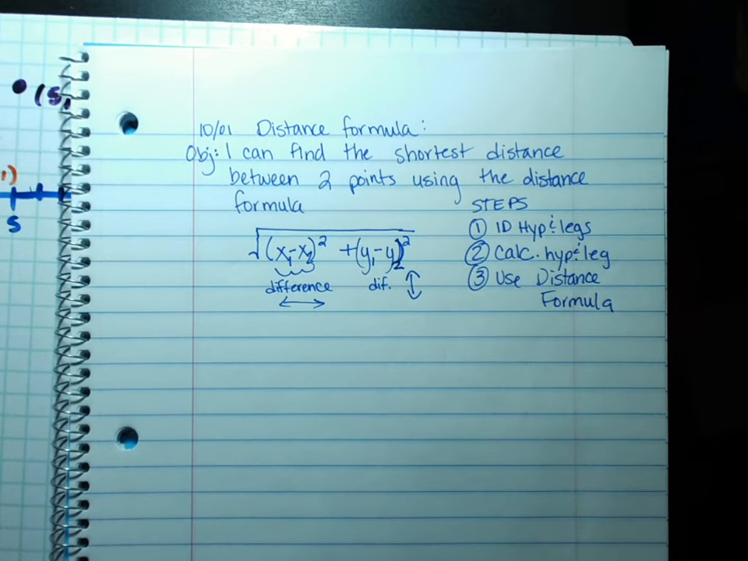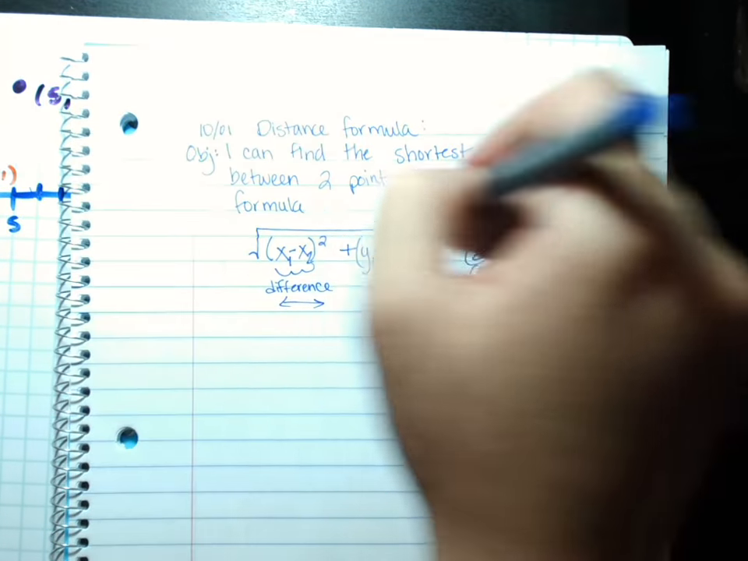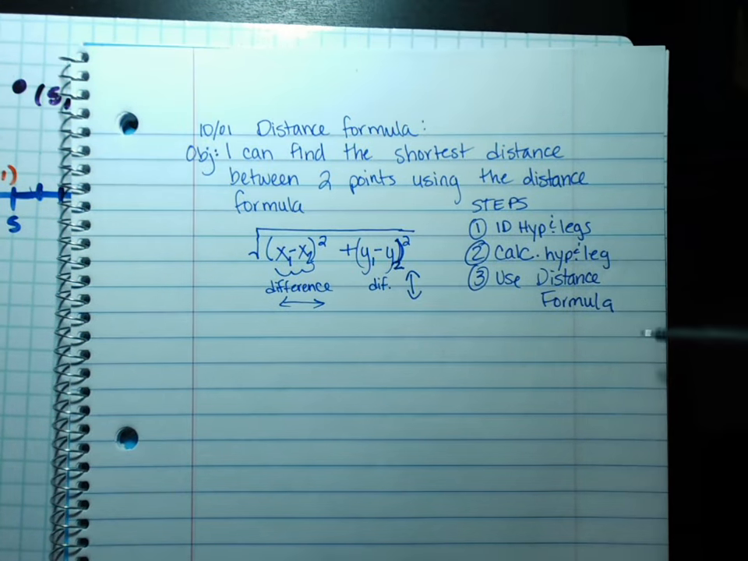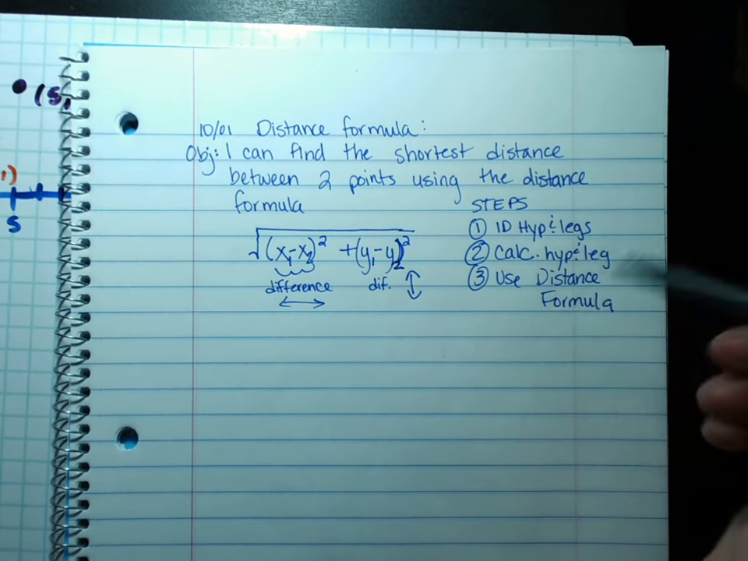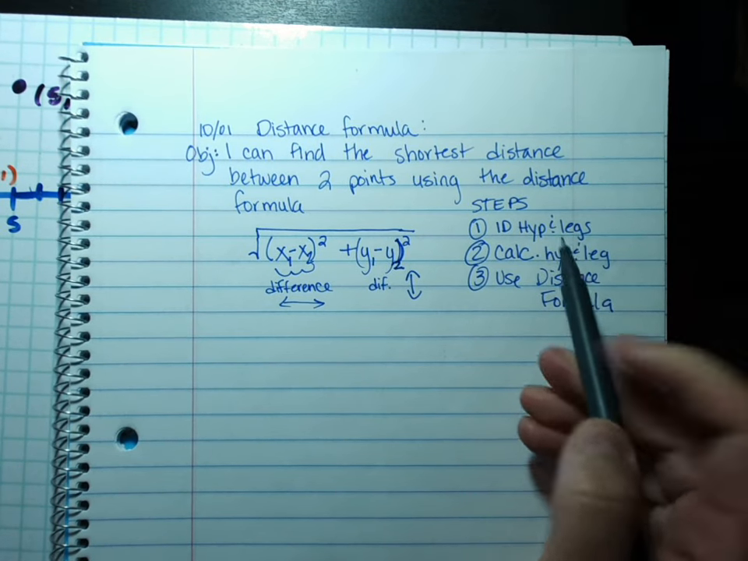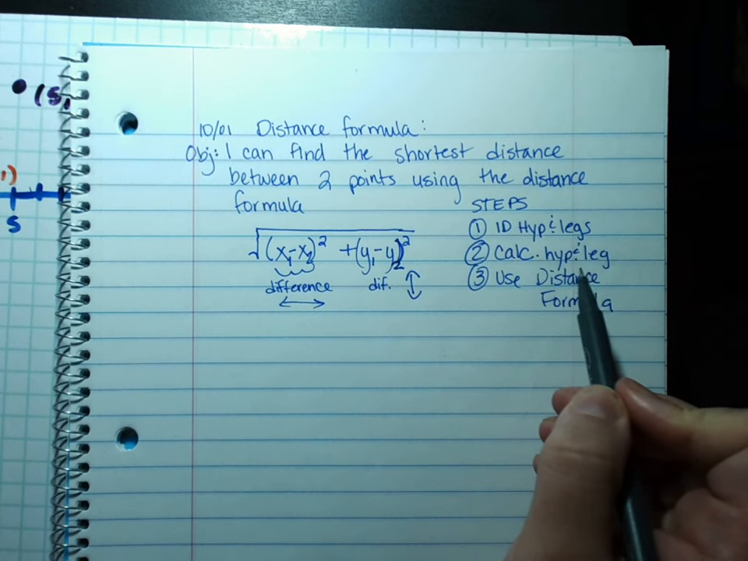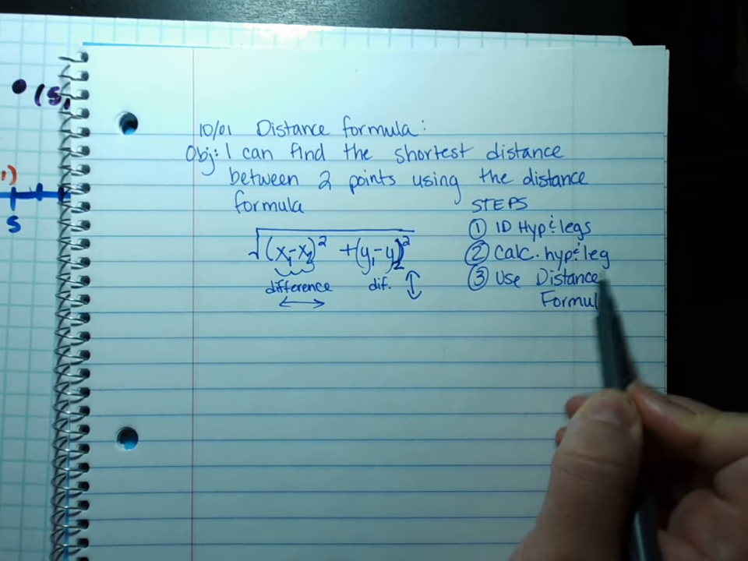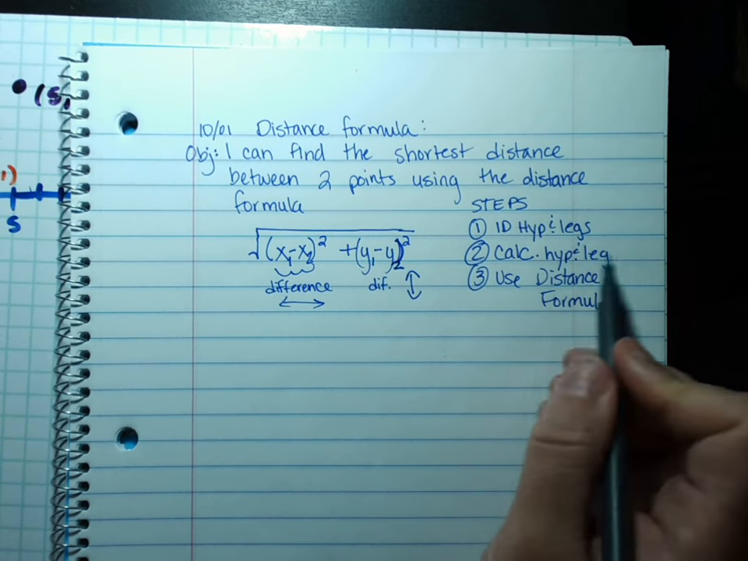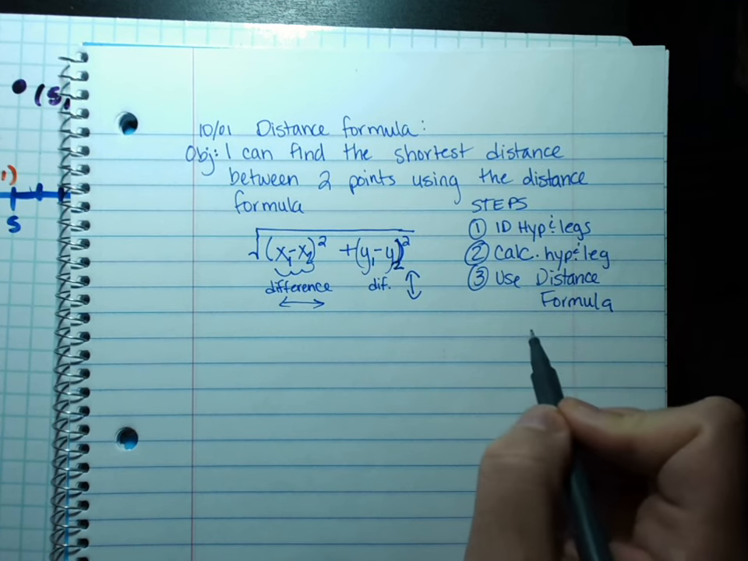Okay, so you need to copy this objective down. I know it's a lot, and copy down these 3 steps. So we're going to identify hypotenuse and legs. We're going to calculate the hypotenuse and leg. Actually, we're going to calculate the legs, then the hypotenuse, and then we're going to use the distance formula.